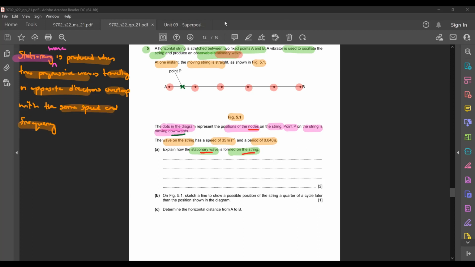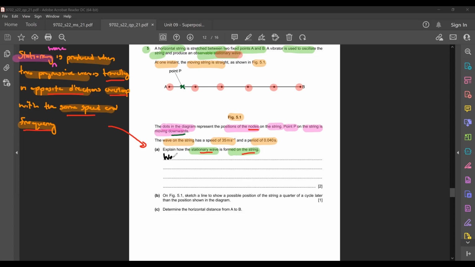So some of the keywords that are usually present when you're talking about the formation of stationary waves is that they must be traveling in opposite directions, they must overlap, and they must be with the same speed and frequency. So in general, as long as your formation of stationary wave answer has these terms inside, it should be correct. But here, you cannot use it directly for this question because it must be specific to the string case right over here. So what you actually write will be something like this.